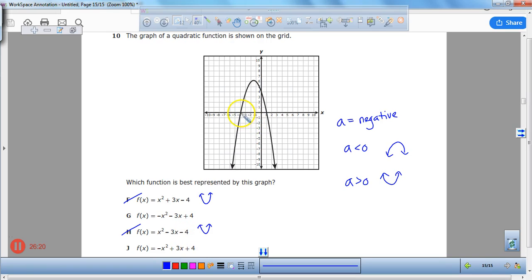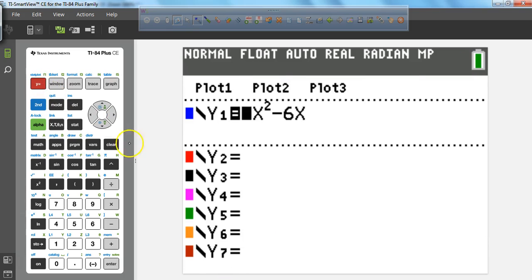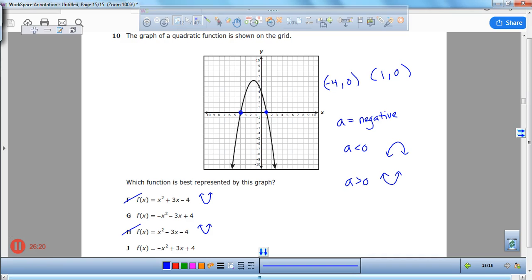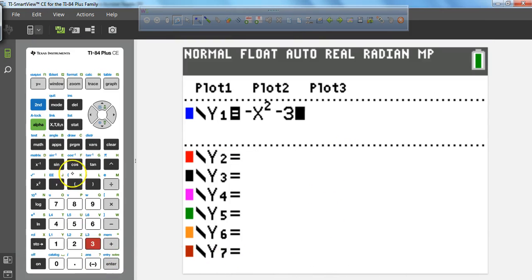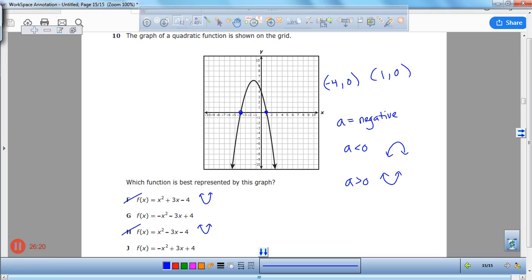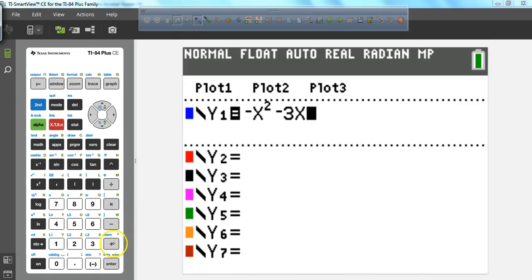Okay? Let's look at our zeros. Our zeros are right here and right here. So our zeros are at -4, 0, and the other zero is at 1, 0. So -4, 0, and 1, 0. So let's type this one in. Here we go. y equals -x squared minus 3x and plus 4. Let me go back and take a look at it. Now I did something wrong here, okay?